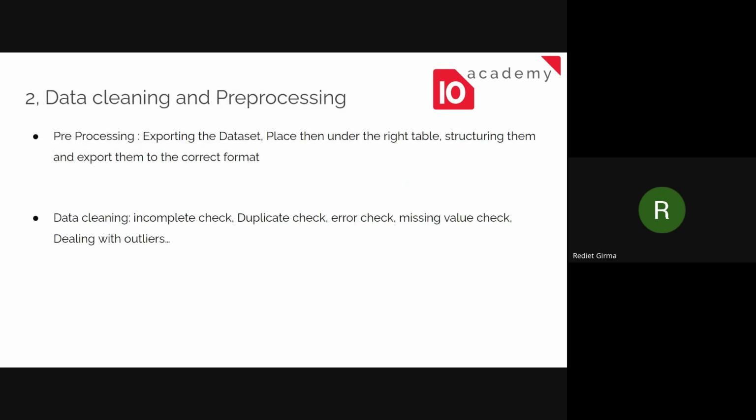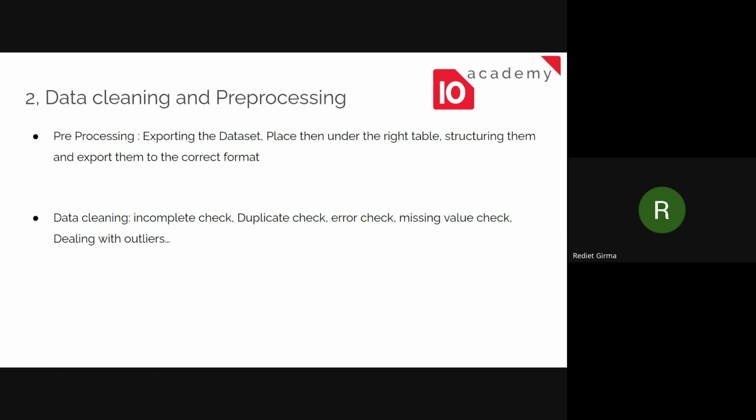So let's get to the data cleaning and pre-processing part, which is the second part. What do we mean by pre-processing? It's exporting the data set from where it is collected or placed, putting it under the right table, structuring it and exporting it to the correct format, depending on what type of format we need to make our EDA. So it's just pre-processing the data for the EDA. And then there's data cleaning, of course, which is one of the most important parts of the EDA.